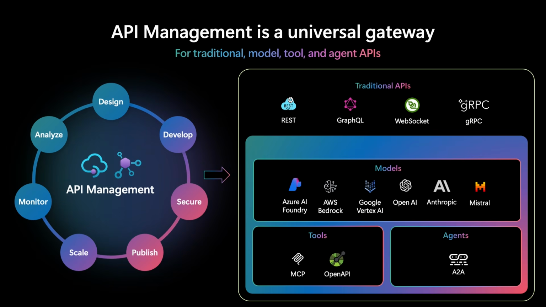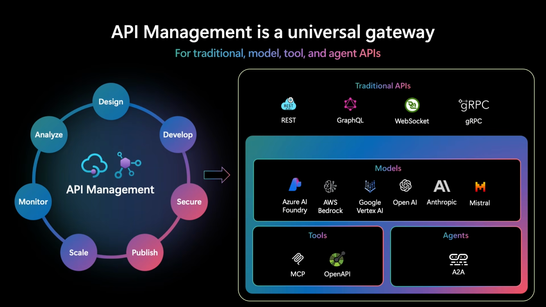But we are evolving API Management into more of a universal gateway. We not only support traditional APIs, but we also support model APIs, including Azure AI Foundry, Bedrock, Google Vertex AI, OpenAI, Anthropic, Mistral, or any other place where your models are hosted. And similarly, we are also supporting tools, be it MCP endpoints, OpenAPI specs, or your own custom connectors that you're building. And finally, if you are building agents through specific protocols like A2A, Azure API Management also supports those, applying the same governance lens that we apply to traditional APIs.